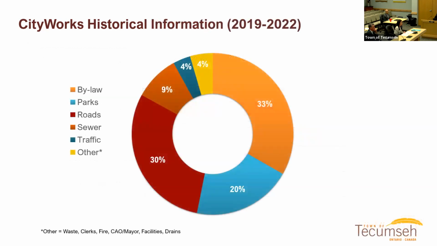And the next slide shows a similar time frame by department and the proportion of each of the service requests that have been received by department. So as you'll note, bylaw, roads and parks were the top areas that service requests were entered in CityWorks for. And the other category I just wanted to note includes waste, clerks, fire, the CAO, mayor's office, facility, and drains.